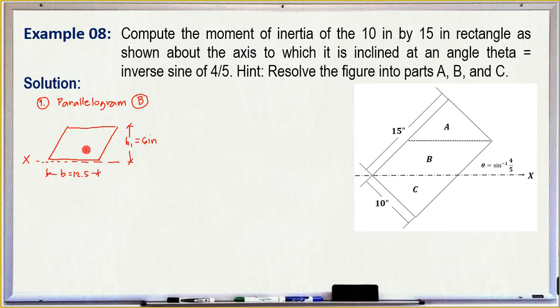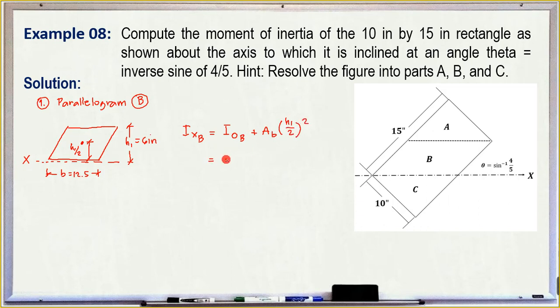And then of course the centroid of this one is at half of the height, so h1 divided by 2. Okay, so using the parallel axis theorem, Ix of this parallelogram B is equal to the moment of inertia along the centroid, I_0, plus the area of this parallelogram times (h1 over 2) squared.